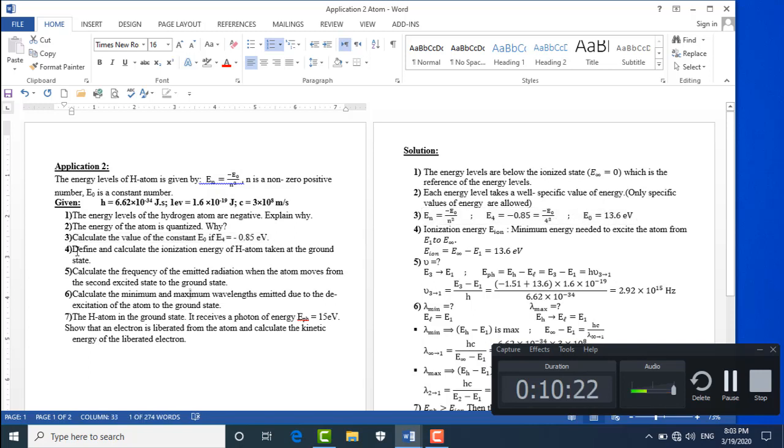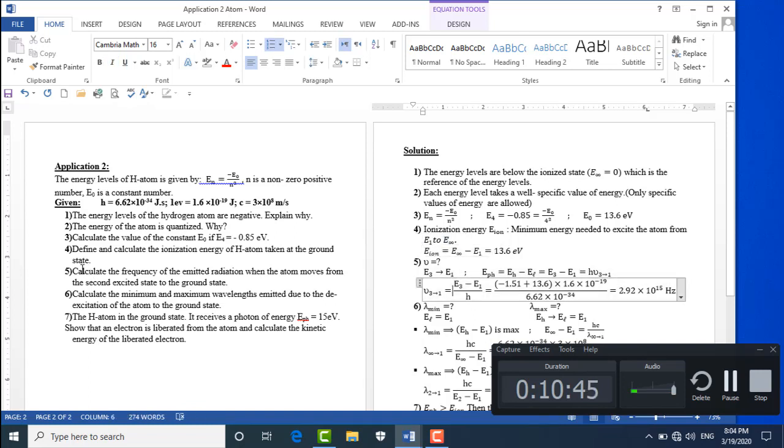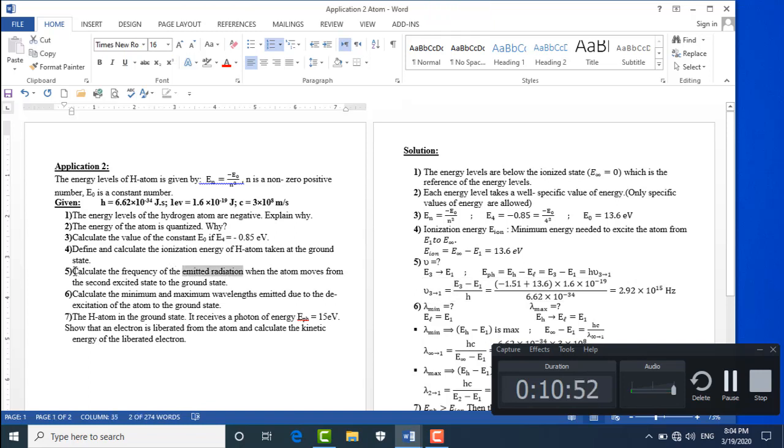Part 4: define and calculate the ionization energy of the hydrogen atom taken at the ground state. Definition: we saw it before in the course. Minimum energy needed to excite the atom from its ground state to the ionized state. From E1 to E infinity, E ionized equals E infinity minus E1, equal to 13.6. Part 5: calculate the frequency of the emitted radiation.